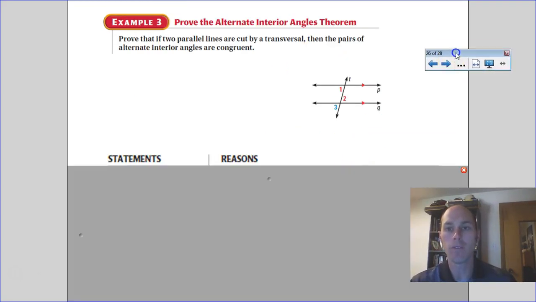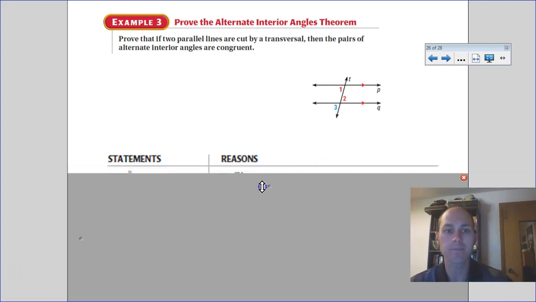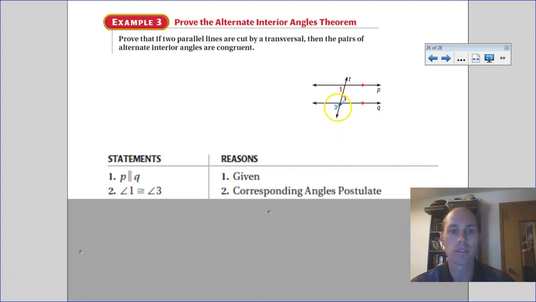Now, the moment you've all been waiting for. Why is this true? Why is it always true? If I have two parallel lines cut by a transversal, how do I know that angles 1 and 2, the alternate interior angles, will be congruent? Well, let's just write down what we know. P and Q are parallel. It's our given information. I know 1 and 3 are corresponding angles, so they have to be congruent.